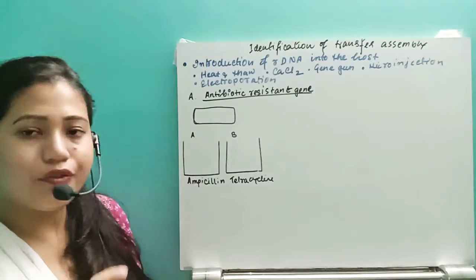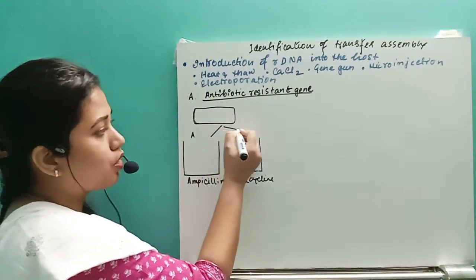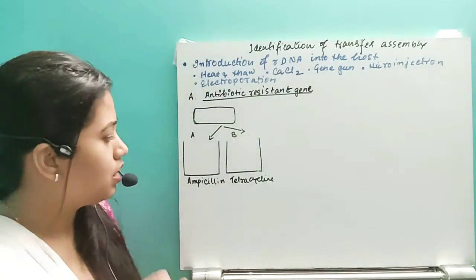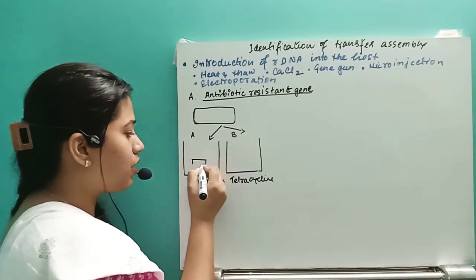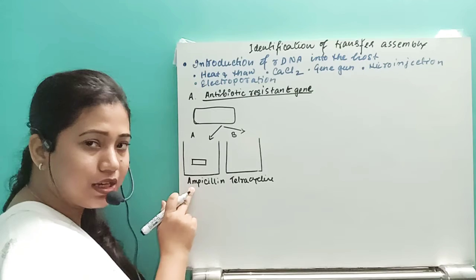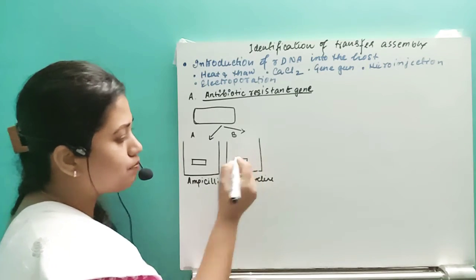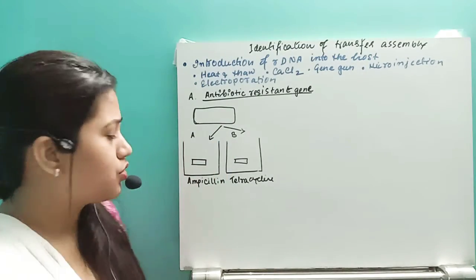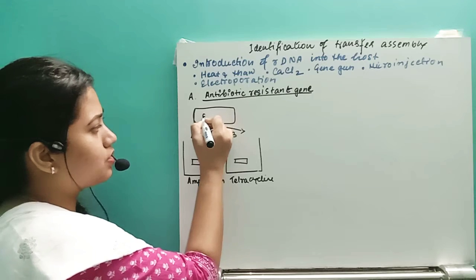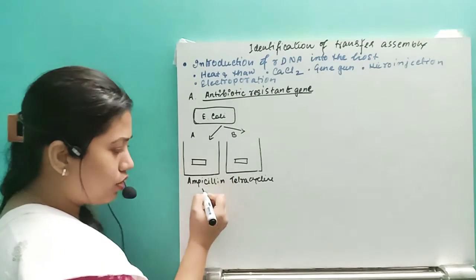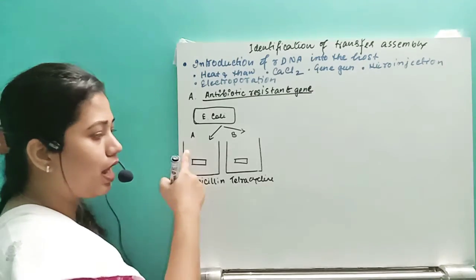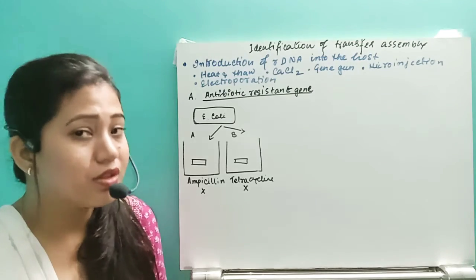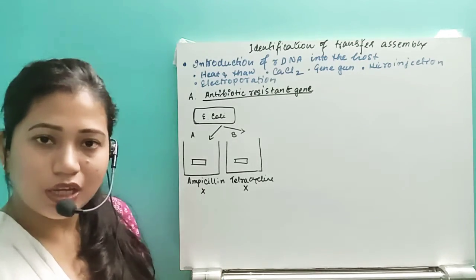Now if we subject that host, that E. coli, a normal E. coli which doesn't have our desired gene fragment, to the ampicillin and the tetracycline medium, is it possible that in the presence of antibiotic this bacteria will survive? Never. This E. coli will not be able to survive in beaker A with ampicillin, and it will not be able to survive in beaker B containing tetracycline. So this is the first thing you understood.